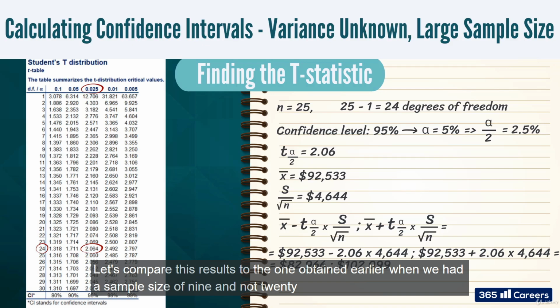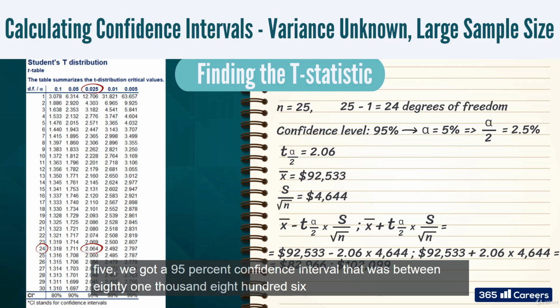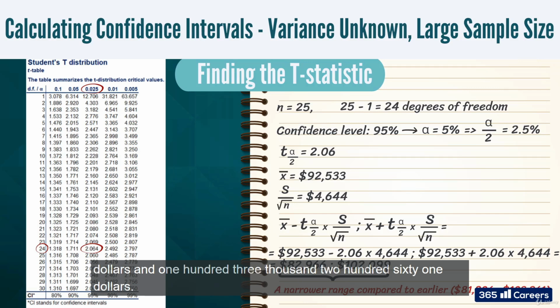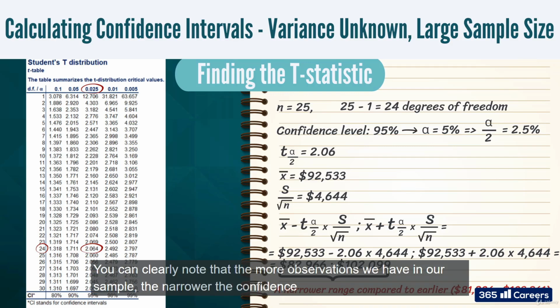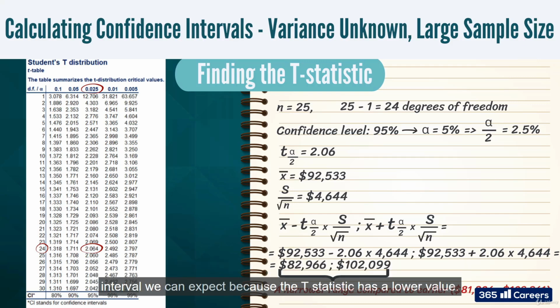When we had a sample size of 9 and not 25, we got a 95% confidence interval that was between $81,806 and $103,261. You can clearly note that the more observations we have in our sample, the narrower the confidence interval we can expect, because the t-statistic has a lower value.